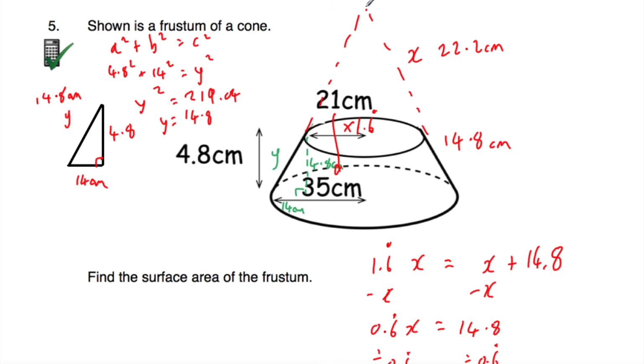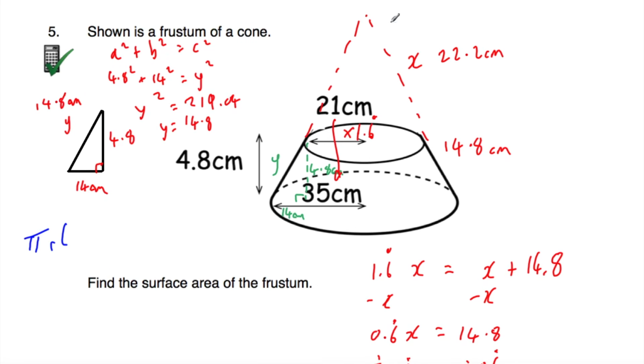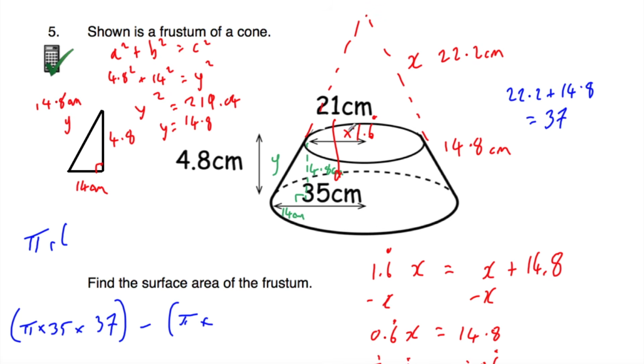This is fantastic because now we know the slant height for the smaller cone and for the larger cone, and that means we can calculate the surface area of this curved face of the frustum. So let's do that. I'm just going to change color here to blue. For the larger cone, we're going to do pi r l: pi times the radius of the base, which is 35, times the slant height of the larger cone. So we're going to do 22.2 plus 14.8, which is equal to 37. So that's pi times 35 times 37, and that'll give us the area of the curved face of the larger cone. And we're going to subtract for the smaller cone pi times the radius of the base, which is 21, times its slant height, which is 22.2.